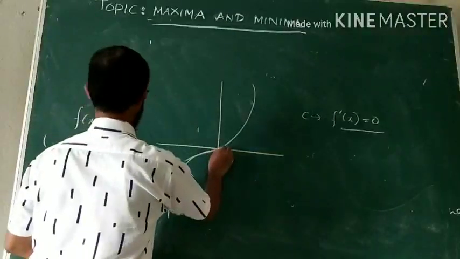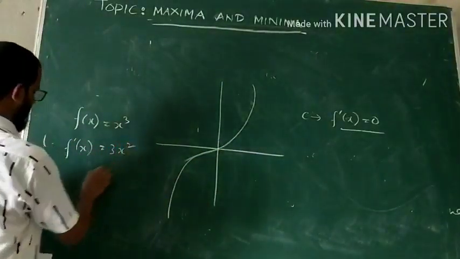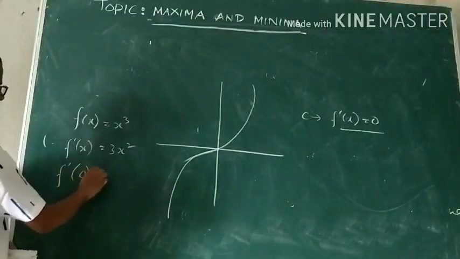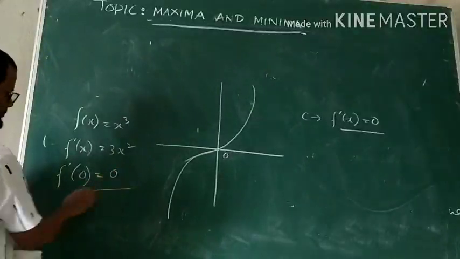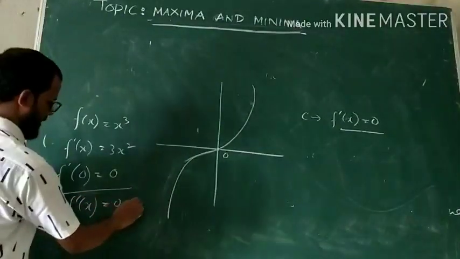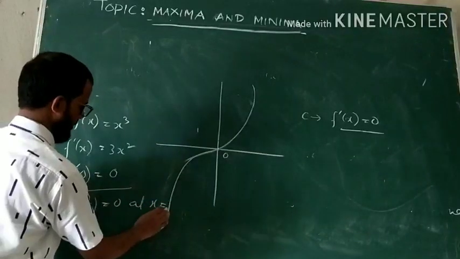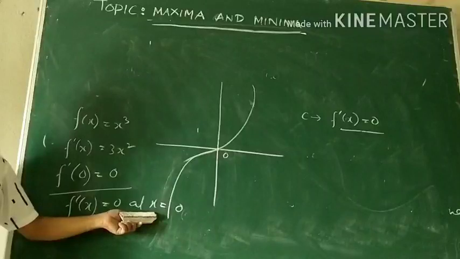Here x is equal to 0. If you find f dash x, you will get 3x square, and if you put x equal to 0, f dash 0 equal to what? 0. So you are getting f dash x equal to 0 at x equal to 0.